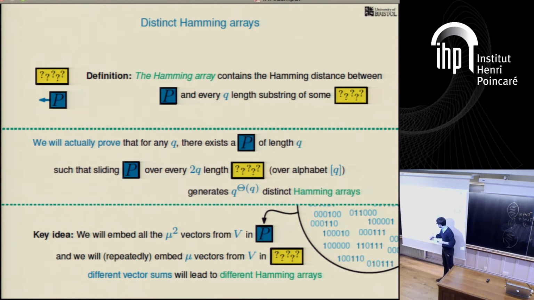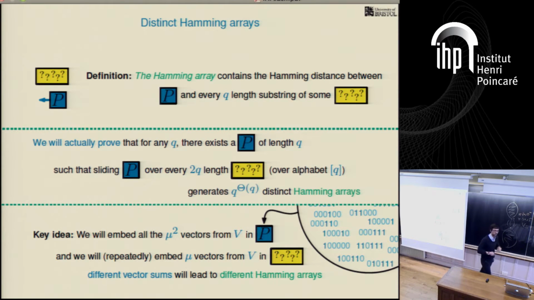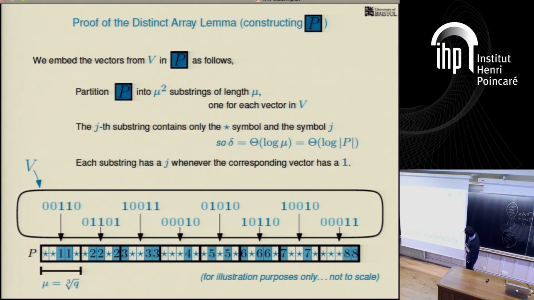And then I'm going to repeatedly encode subsets of V. So I'm going to pick mu vectors from V, and I'm going to encode them in this block, in such a way that the different vector sums are going to lead to different Hamming arrays. Because I've got lots of different vector sums, this will allow me to produce lots of different blocks with lots of different Hamming arrays. This is essentially the game. Okay, so let me tell you how to construct this P.